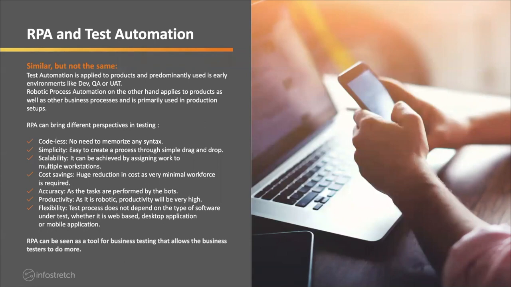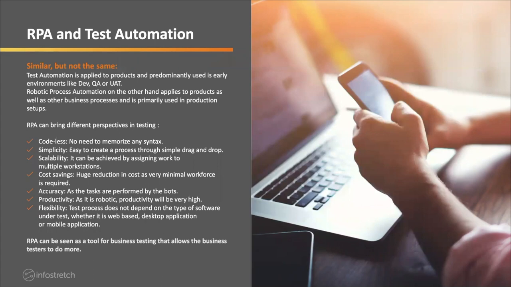So in a nutshell, what I'm trying to say here is RPA can be seen as a tool for business testing that allows the business testers to do more, by removing the dependency on the automation testers who are more IT oriented. You're giving power to the business user to do more. That is what RPA brings to the table when it is augmented to test automation. So it's not replacing test automation, but it is more a co-working, if you may, to get the value that is needed for the business users.